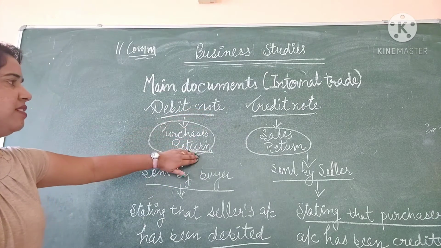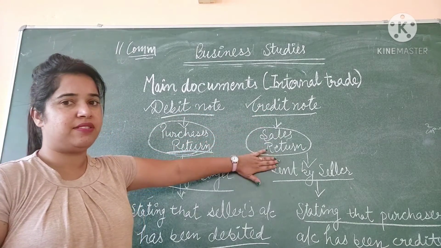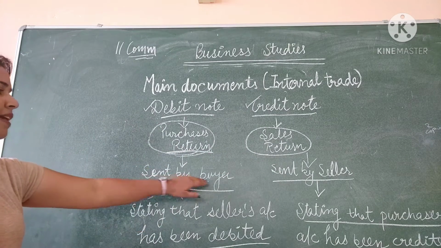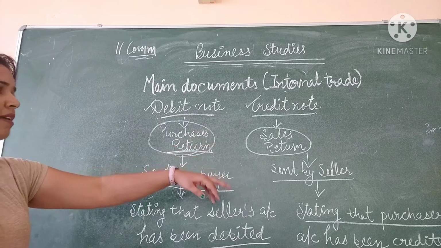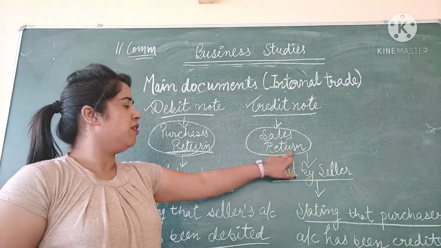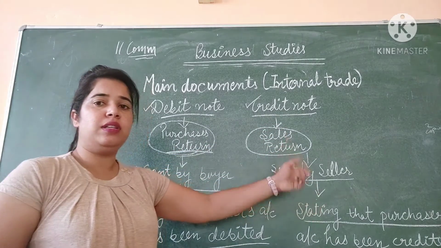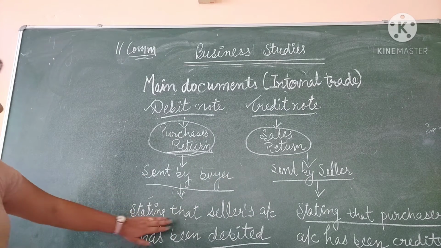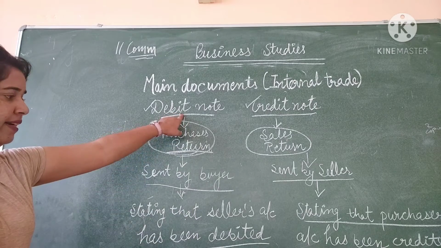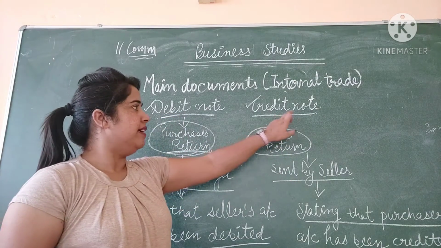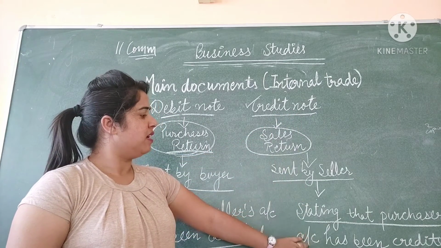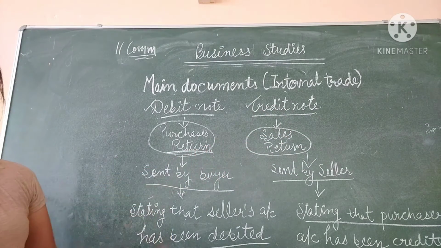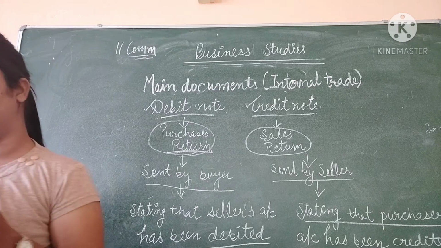Debit note for purchases return and credit note for sales return. Purchases return means obviously by the purchaser, so sent by the buyer or the purchaser to the seller, and the credit note is sent by the seller to the purchaser. Here this debit note is stating that the seller's account has been debited, and here credit note is stating that the purchaser's account has been credited as the name of the document, along with the detailed information about the goods.